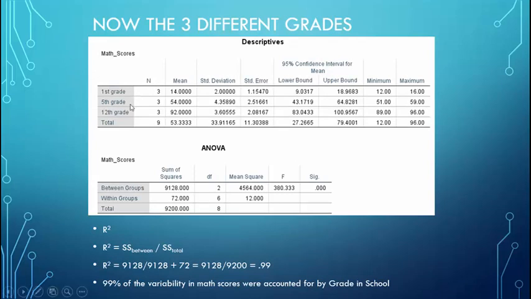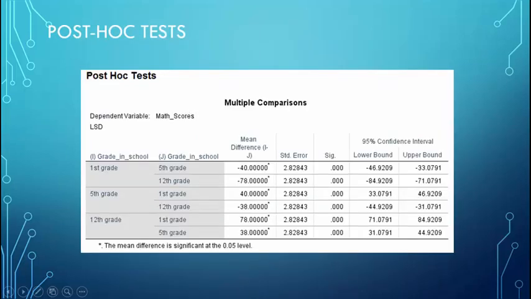Here we are at grade in school. 1st grade, 5th grade, 12th grade. This was statistically significant. We said, yep, there is an effect of grade in school on math test score. We go on and run the post-hoc test, which I'll show you how to do in our SPSS lecture, but this is what they look like. What this does is compare each possible group. So it's comparing our 1st graders to our 5th graders.